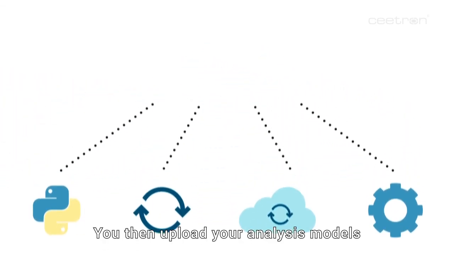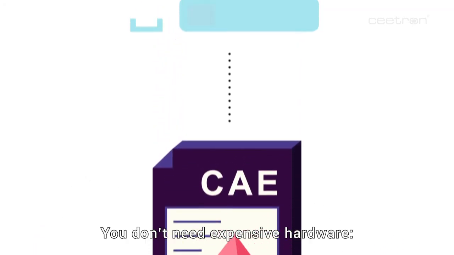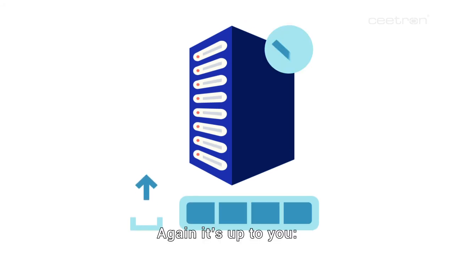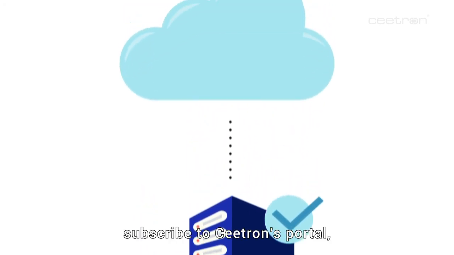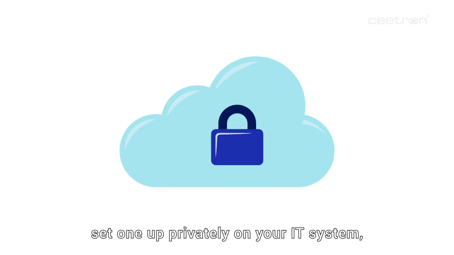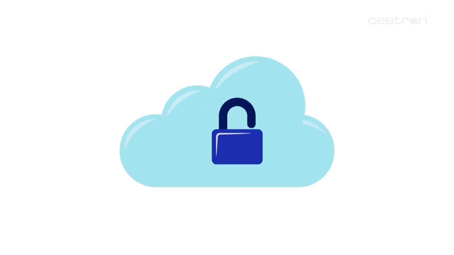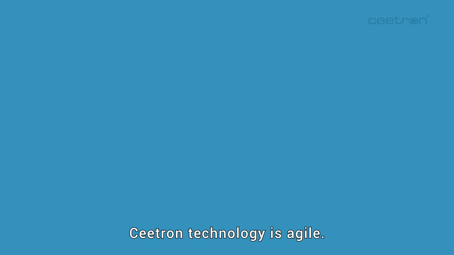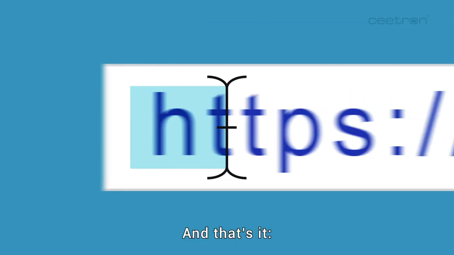You then upload your analysis models to a sharing portal. You don't need expensive hardware. No GPU is required on the server. Again, it's up to you. Subscribe to Ceetron's portal. Set one up privately on your IT system, or build your own custom portal. Ceetron technology is agile. And that's it.